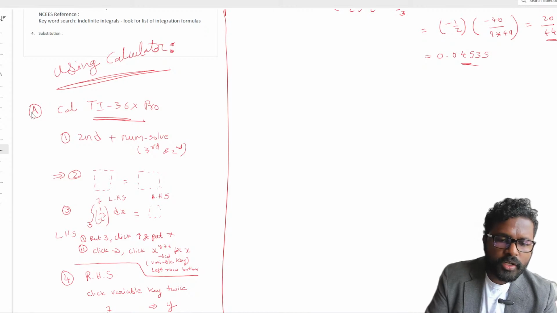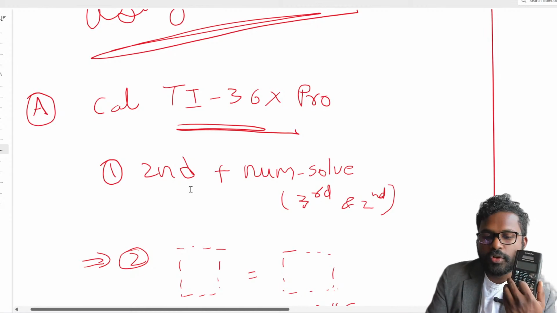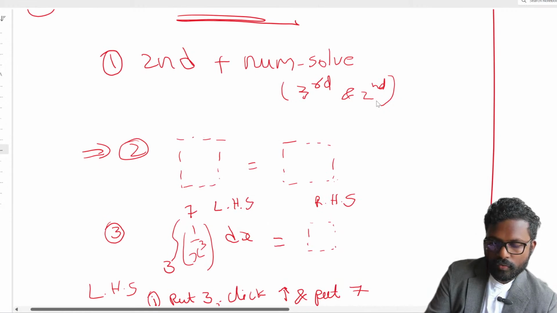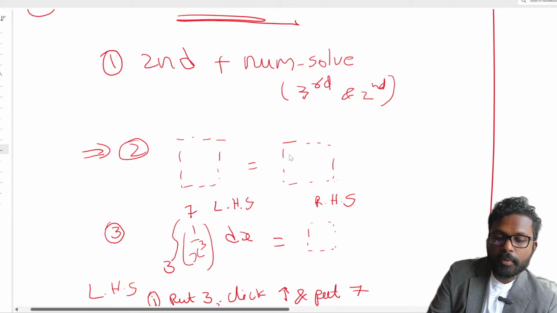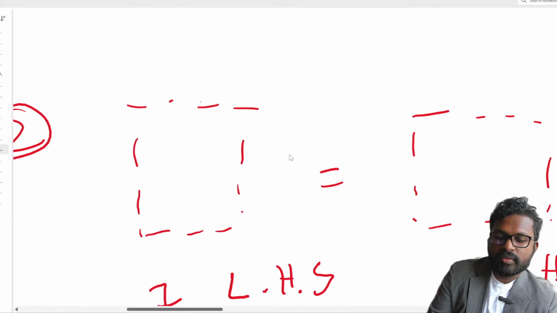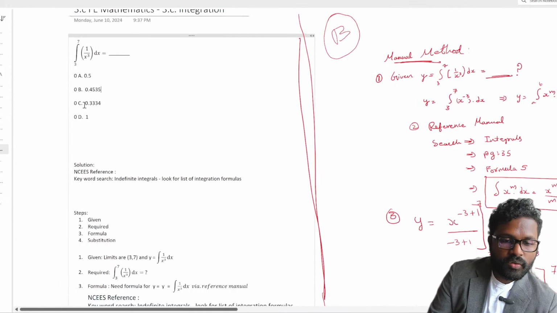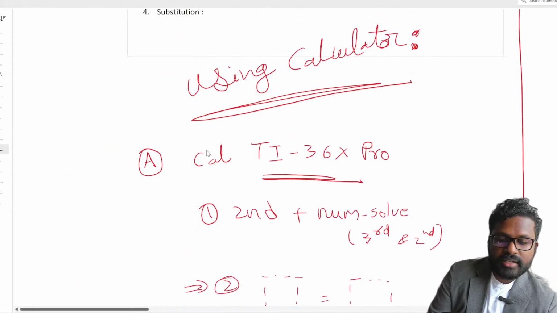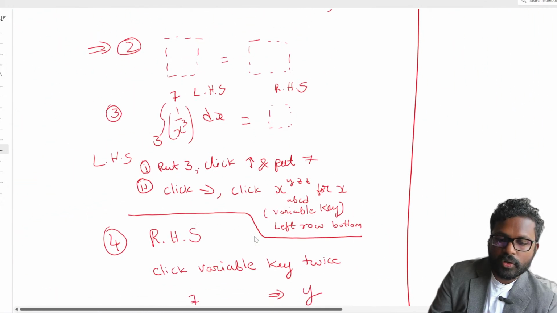If you want to solve the same problem with your calculator, just click the second button, the blue button, and click on num solve, which is in the fourth row, second column. Click num solve and you will see two dotted squares with LHS and an empty RHS. On the LHS, put in the equation, which is integral 7 to 3 of 1 by x cube dx. And on the right hand side, just put a variable y. It's very important, otherwise it won't solve it for you.